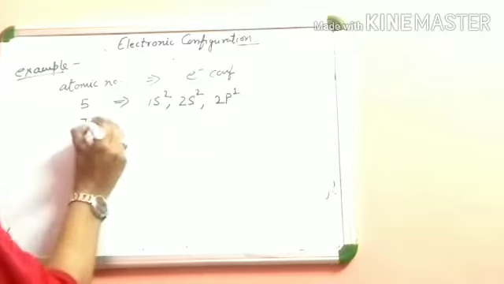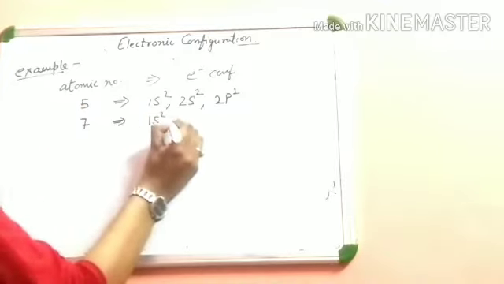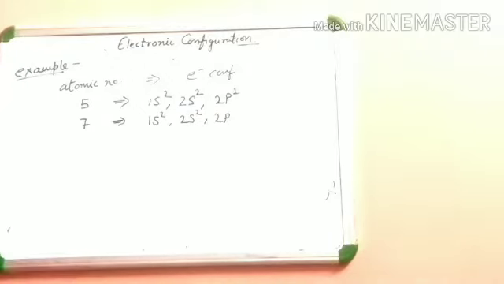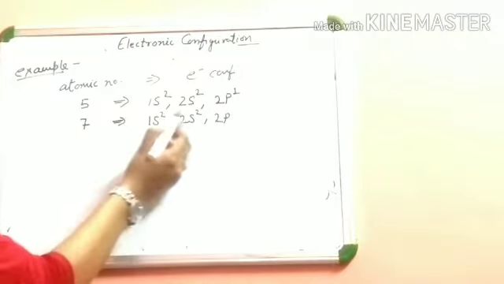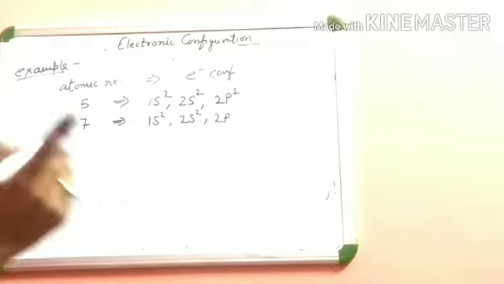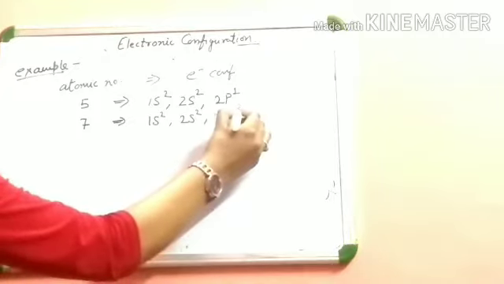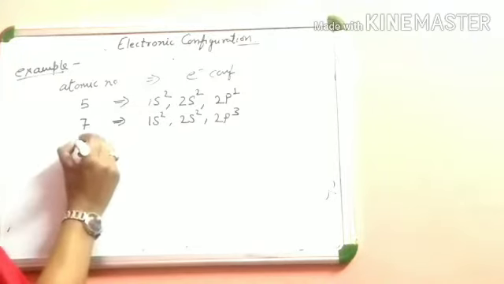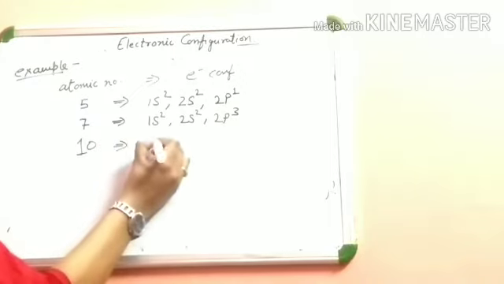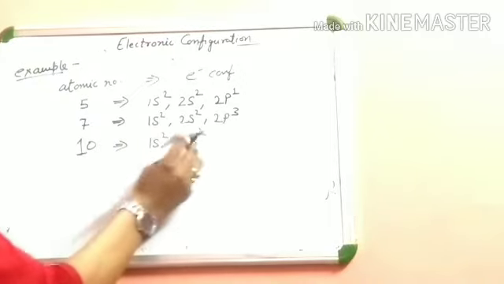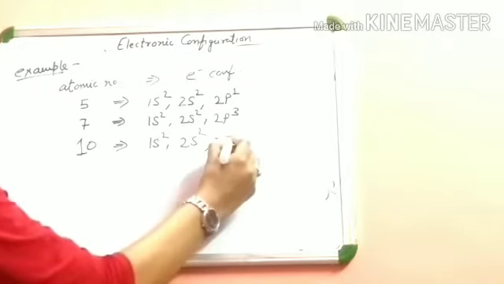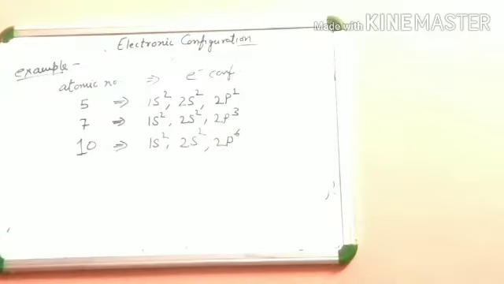If the atomic number is 7, then 1s2, 2s2, and 2p. The p subshell can hold a maximum of 6 electrons. So 2 plus 2 is 4, then 5, 6, 7. So 3 more electrons will come in 2p3. If any atom has atomic number 10, then 1s2, 2s2, and 10 minus 4 is 6, so 6 more electrons will come in 2p6, because the p subshell can hold a maximum of 6 electrons.